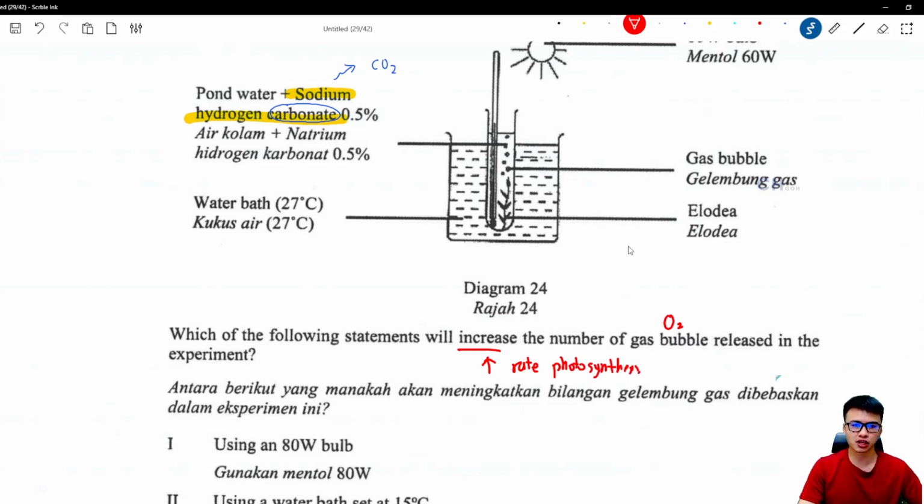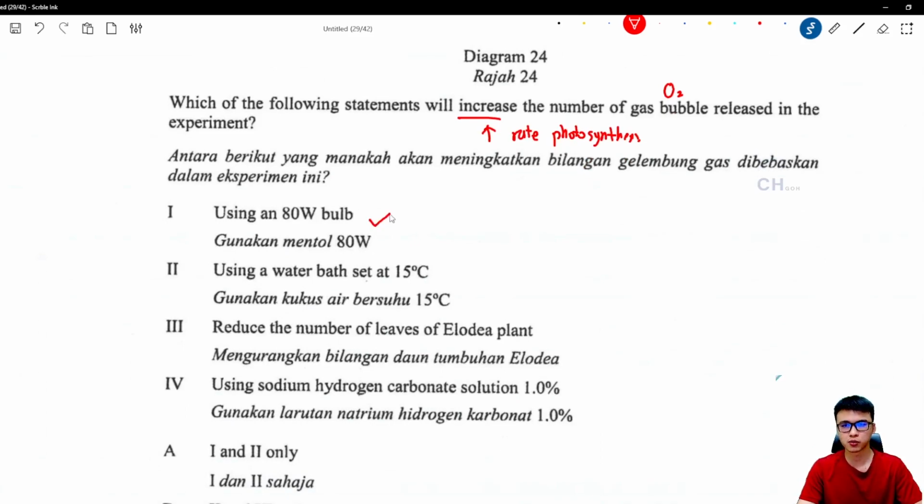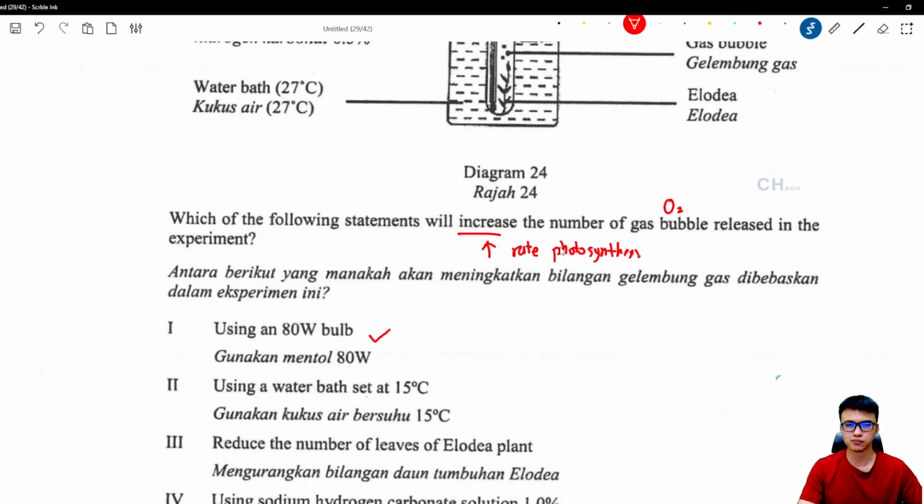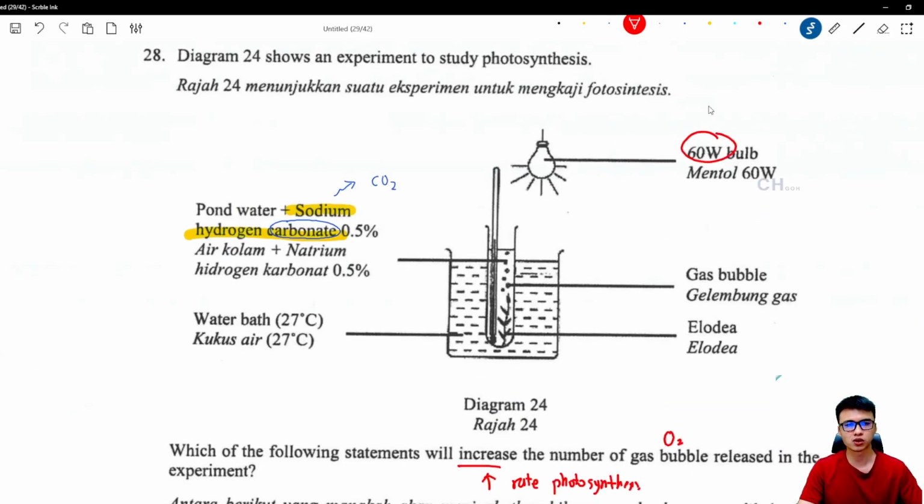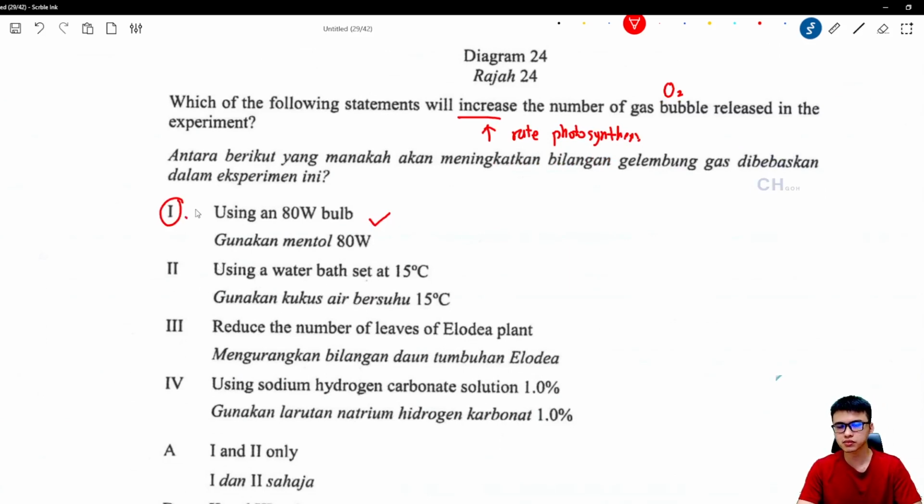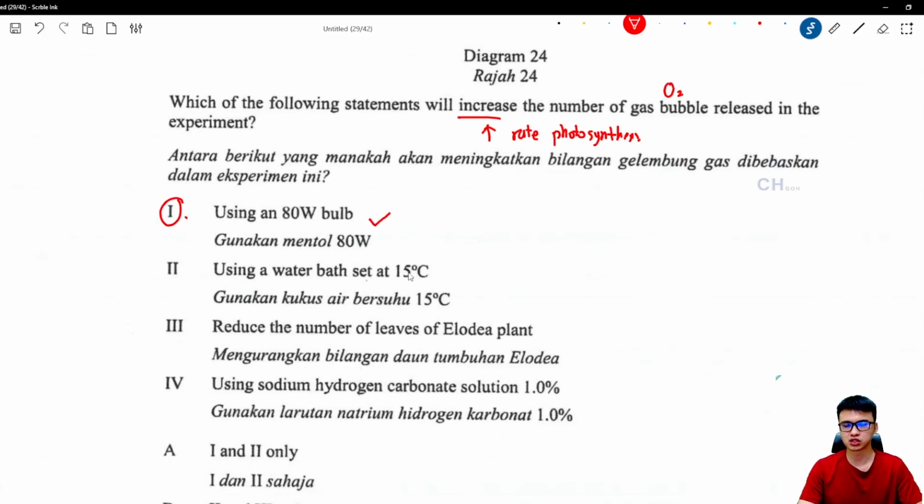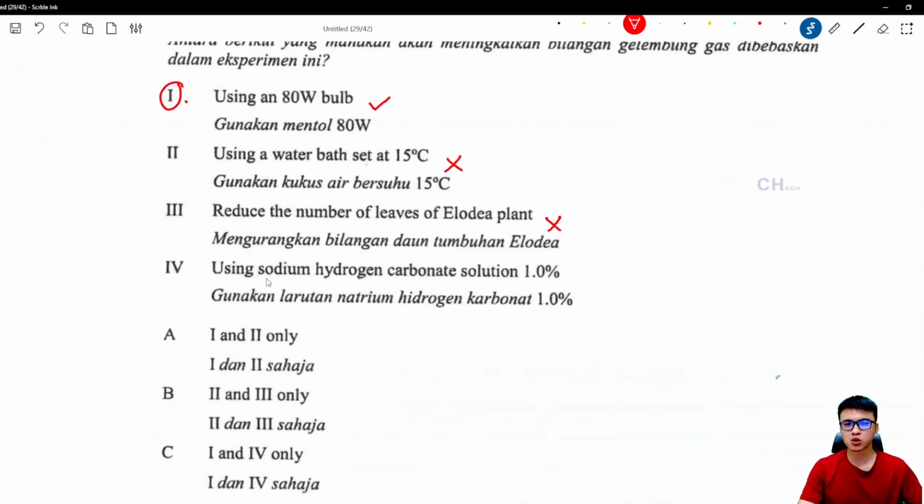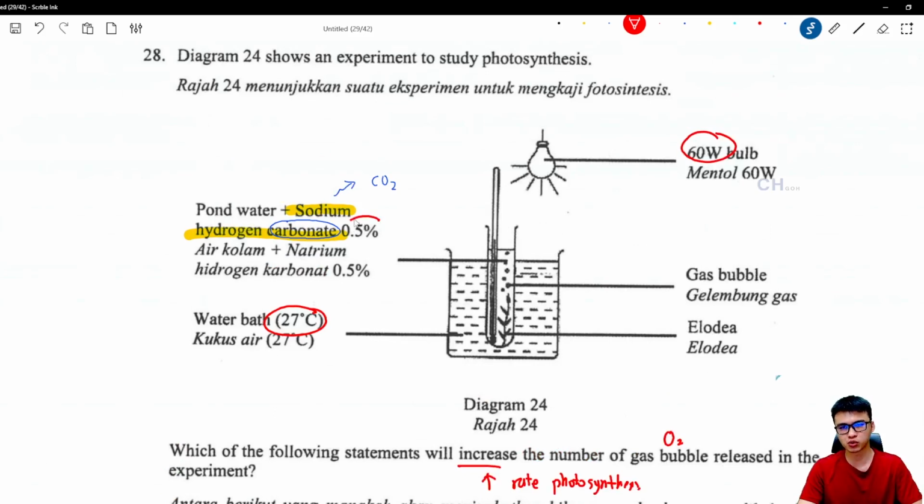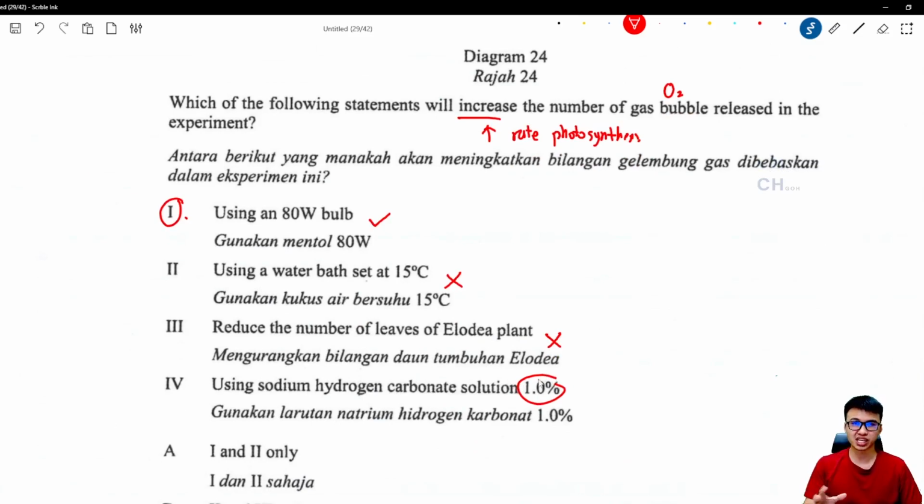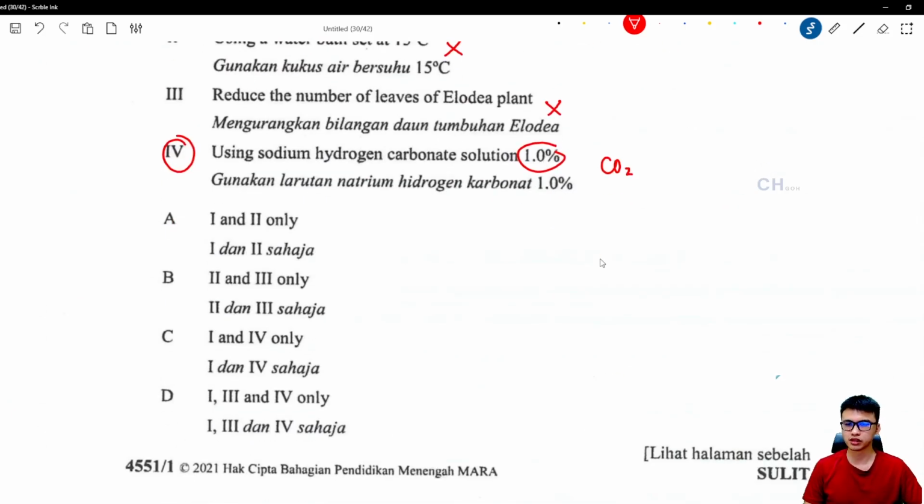The factors that will affect the rate of photosynthesis include light intensity, of course. So if you are using an 80 W bulb, it's going to increase the production of bubbles as well, because right here it is using 60 W, correct? So the answer should include 1. Using a water bath set at 15 degrees Celsius, we check back. At first we used 27, now we reduce the temperature, so this is not going to work, so 2 is wrong. Reduce the number of leaves. When you have fewer leaves, you are going to reduce the rate of photosynthesis as well, so 3 is wrong. 4. Using sodium hydrogen carbonate solution 1%. At first we used 0.5%, then later we use 1%, which means that you increase the carbon dioxide content inside the experiment. So 4 is the answer. 1 and 4. The answer is C.